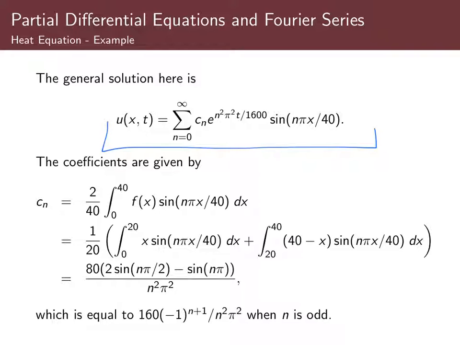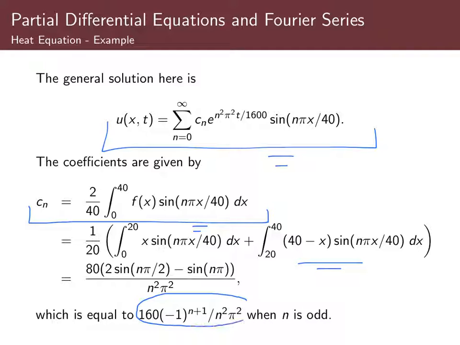The general solution here, so we just used the regime that we had in the previous lecture, is going to be given by this infinite series of exponentials multiplied by sine functions. The coefficients are these Fourier coefficients for our f, which, because the function is piecewise defined, will be split into pieces. And what we end up with is this nice collection of coefficients, and only when they're odd.